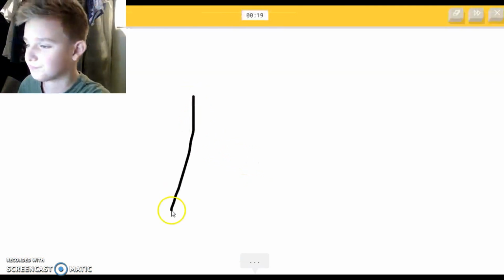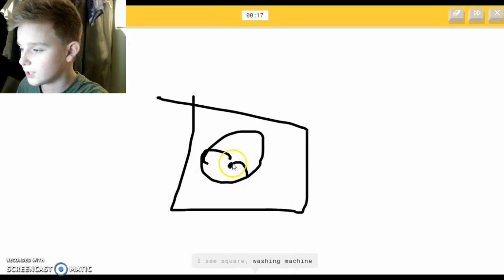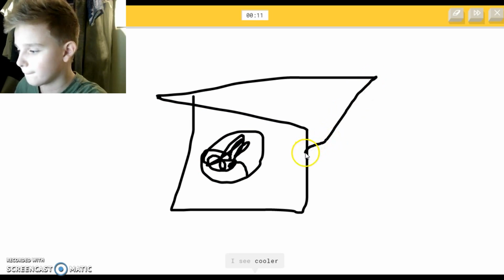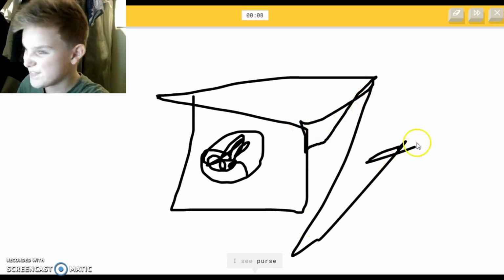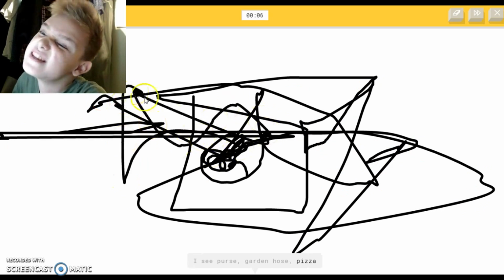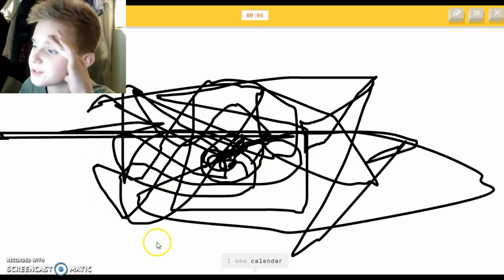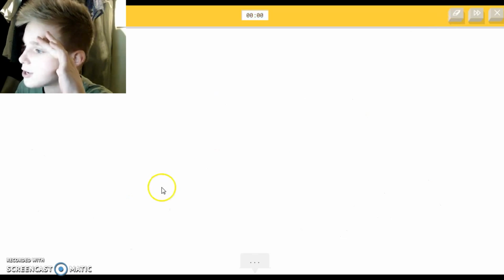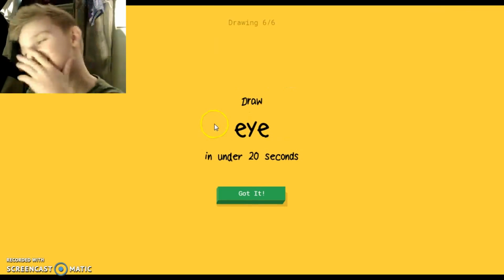Dishwasher. I see square. Dishes. Or washing machine. Or camera. I see fireplace. Or camouflage. Or oven. I see cooler. I see purse. Or garden hose. Or pizza. I'm so bad at this. I see calendar. Or bear. Or eyeglasses. Okay. Or moon. Start again. Sorry, I couldn't guess it.